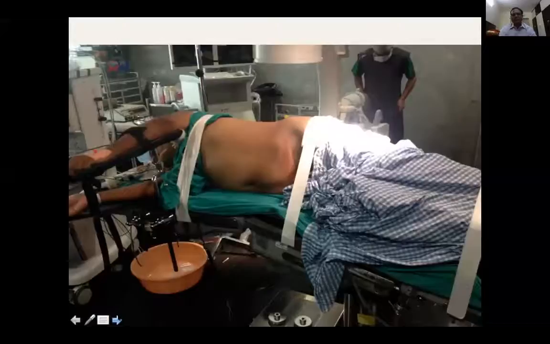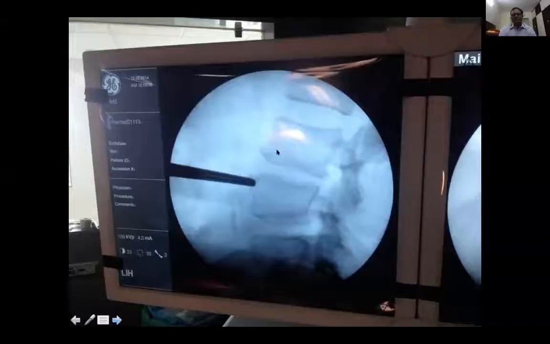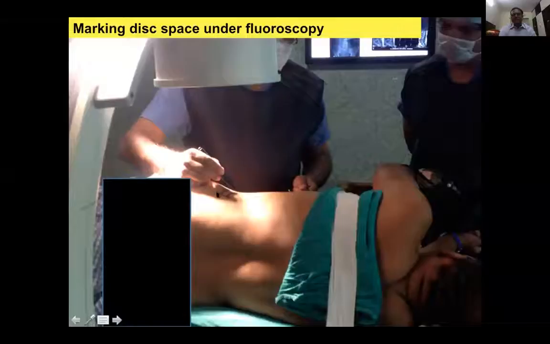This is how the patient is positioned in the lateral position with a break at the lumbar level so that the lumbar space is opened up. Then with the C-arm, identify the anterior border of the disc and the posterior border of the disc, and then project the disc on the surface. So this is the surface marking of that disc.